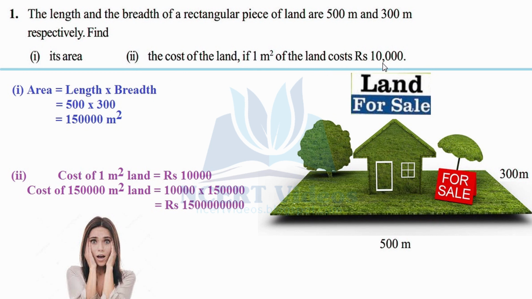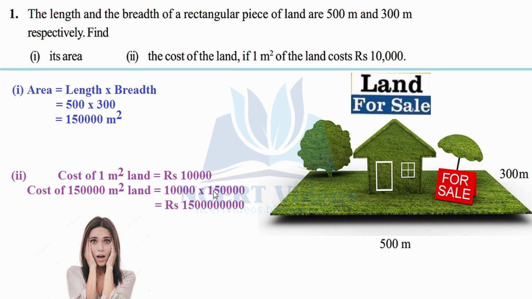So it seems that this property is of quite high value. Therefore, this client or the person who's going to buy this property is a little bit shocked. So how we are going to find it? Cost of 1 meter square land is equal to rupees 10,000. Now cost of 1,50,000 meter square land will be, just multiply it with this value.